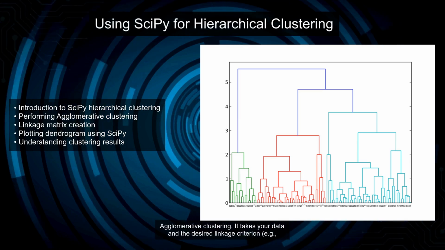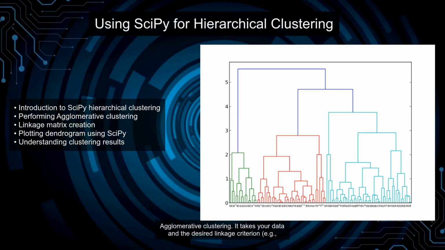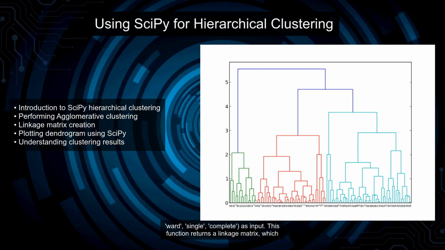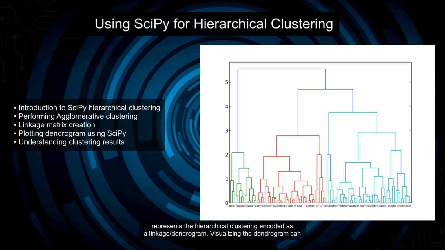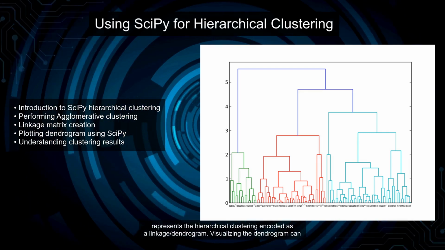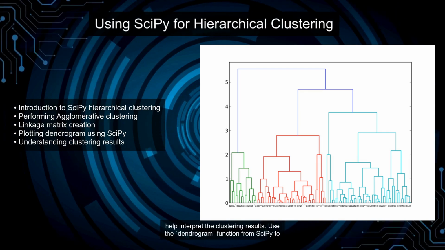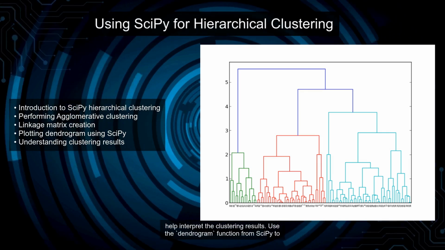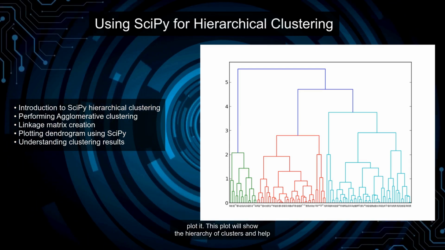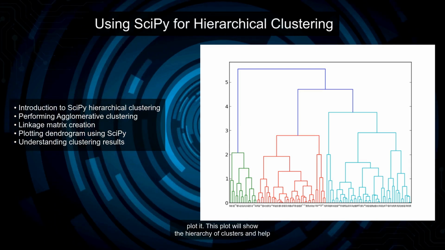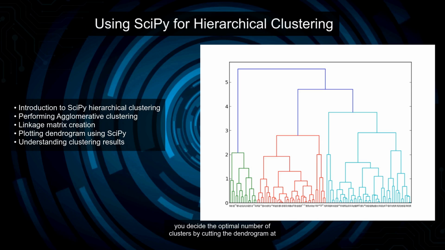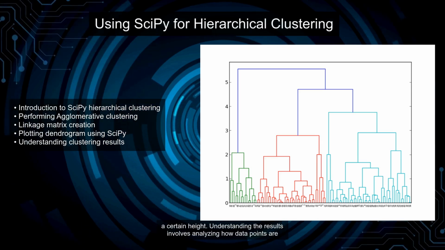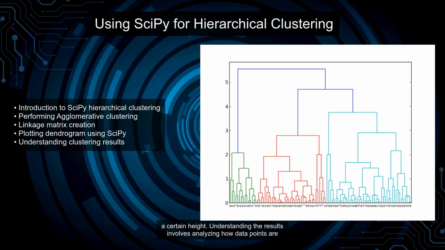The linkage function is used to perform agglomerative clustering. It takes your data and the desired linkage criterion, for example, ward, single, or complete, as input. This function returns a linkage matrix, which represents the hierarchical clustering encoded as a linkage matrix. Visualizing the dendrogram can help interpret the clustering results. Use the dendrogram function from SciPy to plot it. This plot will show the hierarchy of clusters and help you decide the optimal number of clusters by cutting the dendrogram at a certain height.